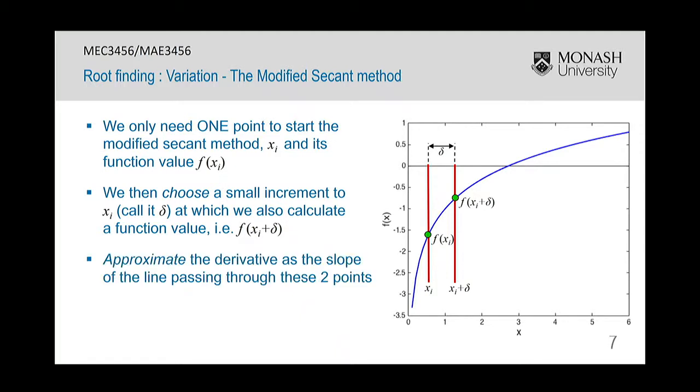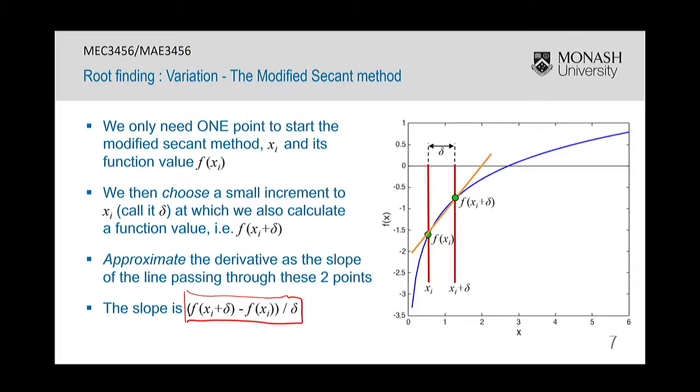Just like in the secant method, we approximate the derivative as the slope of the line that passes through those 2 points. And so where that line passes the x-axis, that's our new guess. And so the slope of this line here is given by that expression there, f of xi plus delta minus f of xi divided by delta.